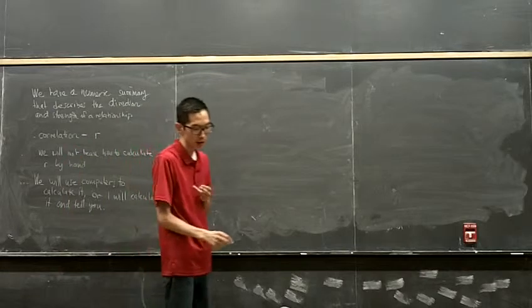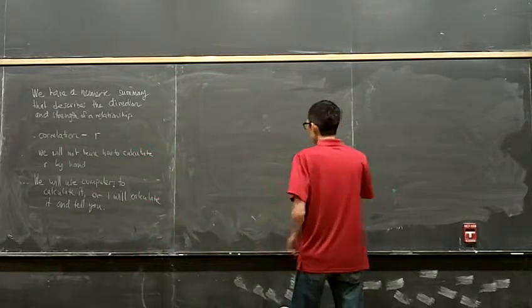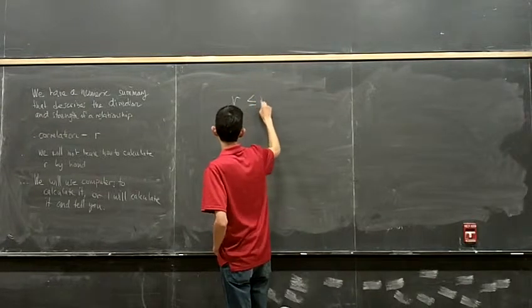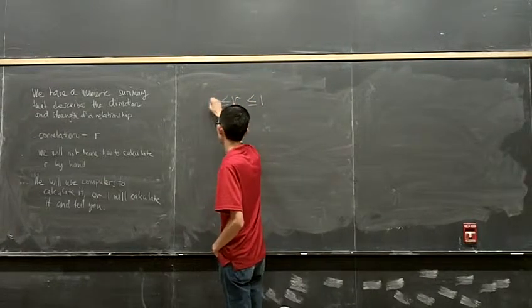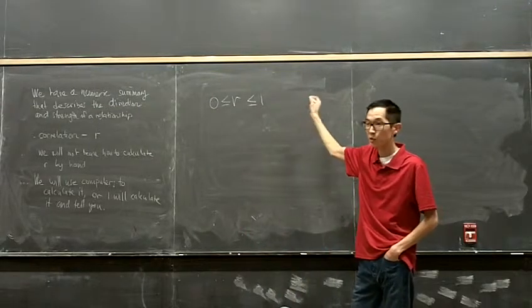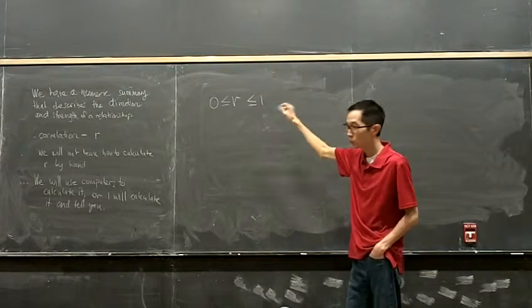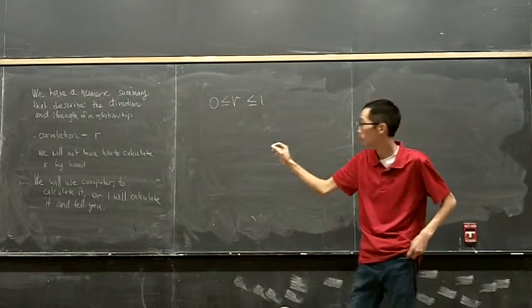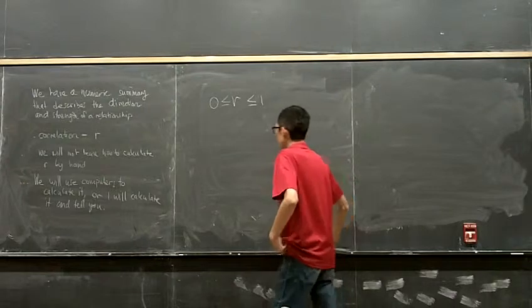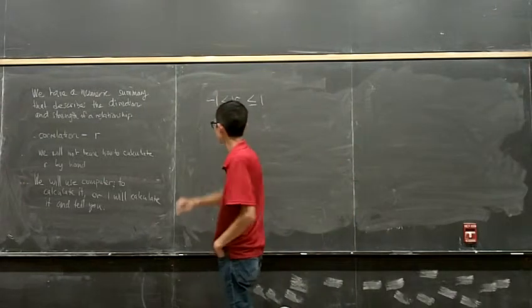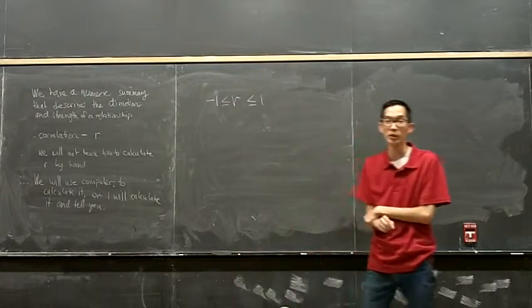Here are some rules about R though, okay, about correlation. R has to be in between 0 and 1 inclusive, okay? Is this notation okay? Yes. You guys understand? This means R has to be in between 0 and 1, including 0 and 1. I'm sorry, it's not 0 and 1. R has to be in between 1 and -1. I apologize, I'm confusing myself. R has to be in between -1 and 1 inclusive.